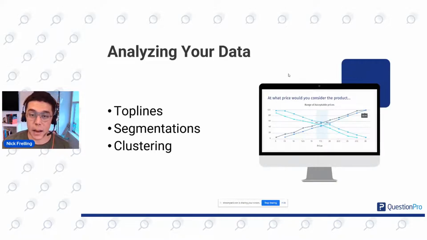Analyzing your data, top lines are what I said before that QuestionPro will generate for you automatically. Just every response to your survey questions, no segmentations, no filters. Segmentations are when you take, like I said earlier, everybody that said they are extremely interested in your concept and compare their answers to everyone that said anything else, from very interested down to not at all interested. See how those people differ from one another. What's likely to predict whether someone is interested or not interested? That's what a segmentation is.